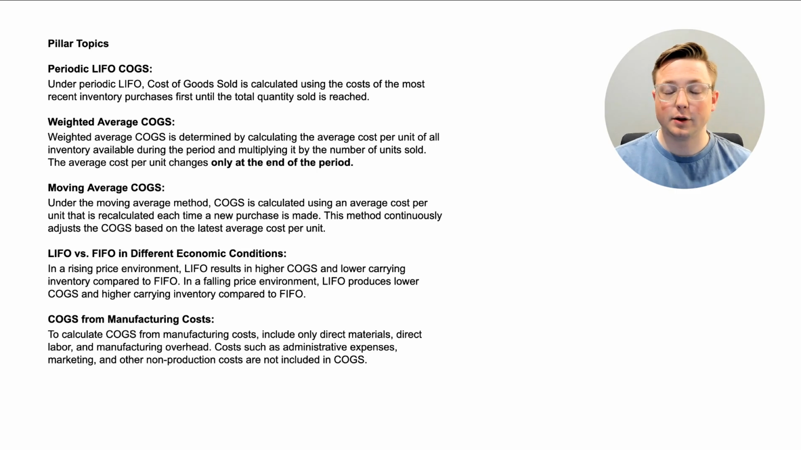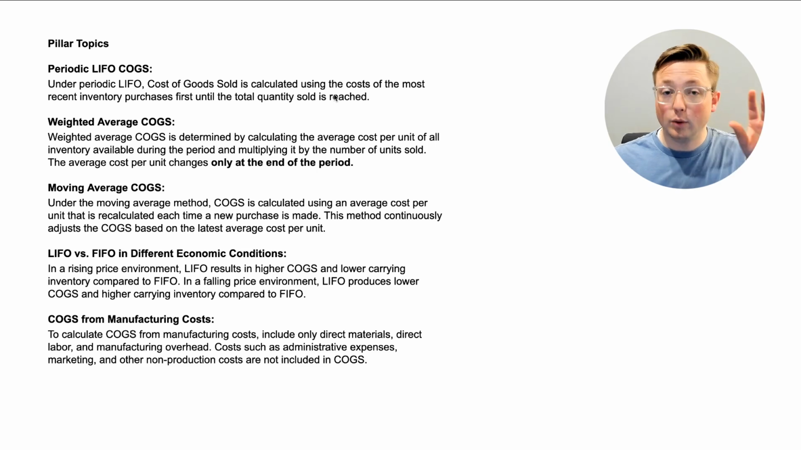All right, here we are at the pillar topics. Again, this is kind of just a straightforward summary in your own words of what is most important. So let's walk through this. Periodic LIFO, cost of goods sold. Under periodic LIFO, cost of goods sold is calculated using the cost of the most recent inventory purchases first until the total quantity is sold.